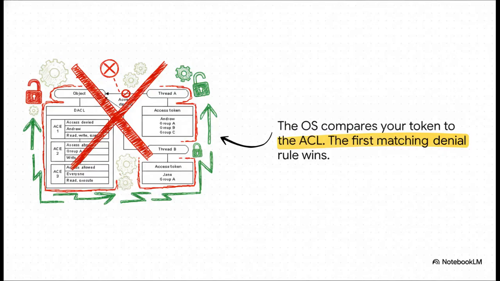And here's the moment it all comes together. The OS takes all the SIDs from your access token and starts comparing them against that file's ACL, one entry at a time. Let's look at Andrew in thread A here. The very first entry the system finds for him is access denied. And that's it. Game over. The check stops right there and he's denied access, even if some later rule might have said yes. In this world, a denial always wins.